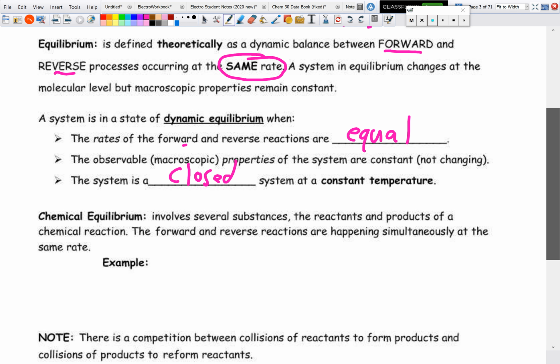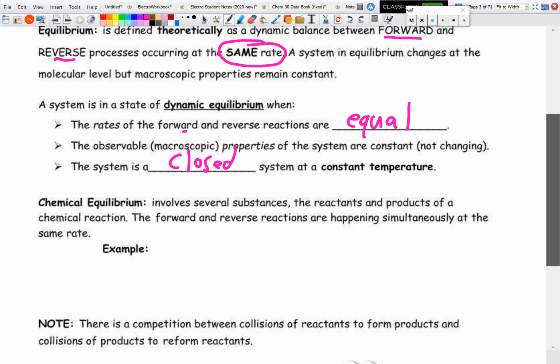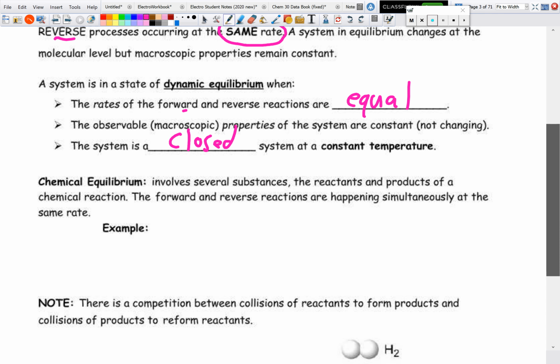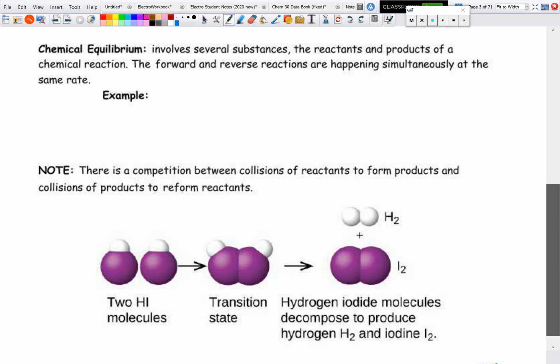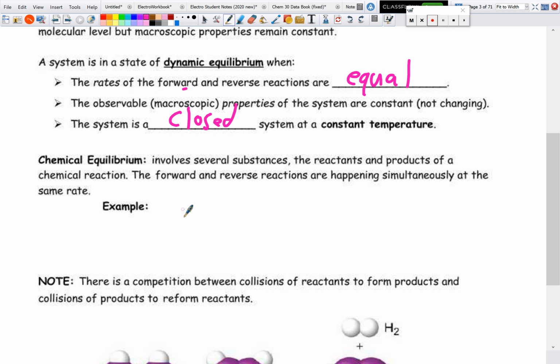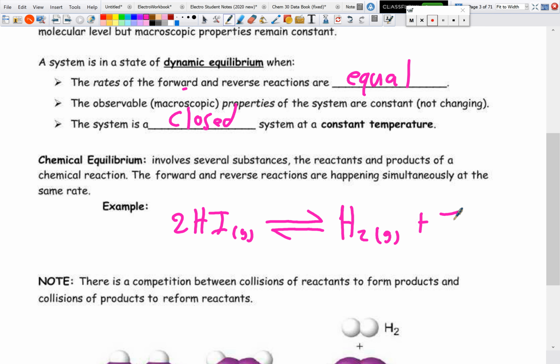So of course, it's a chemical equilibrium. It involves several substances, the reactants and products of a chemical reaction. The forward and reverse reactions are happening at the same rate. So same one that we just looked at: we can have two hydrogen iodide molecules reforming into H2 gas and I2 gas. Right, so this is an example of a chemical equilibrium.